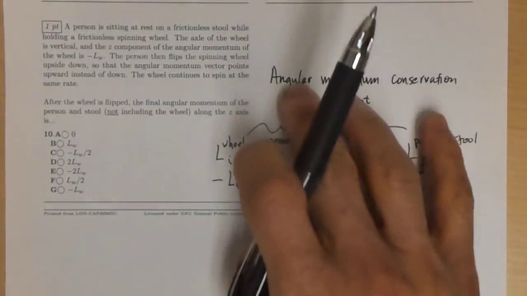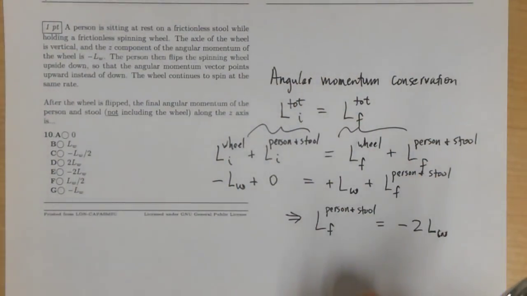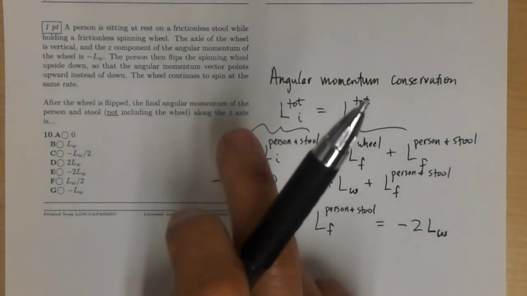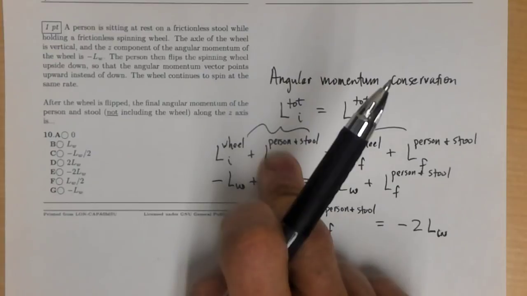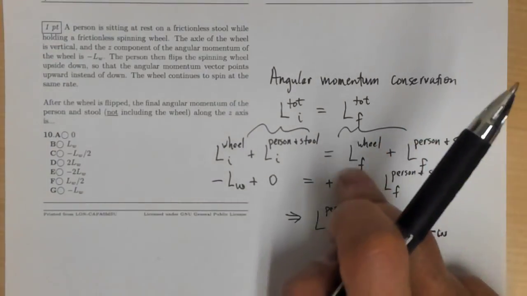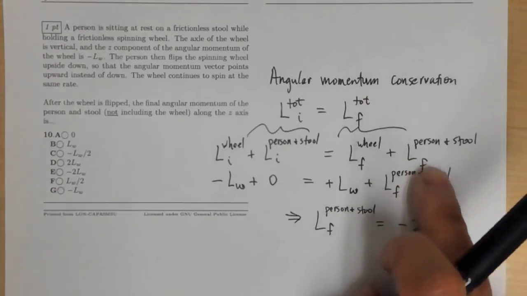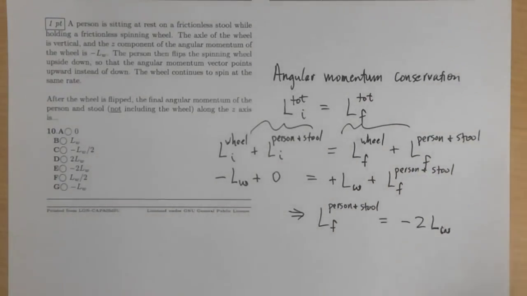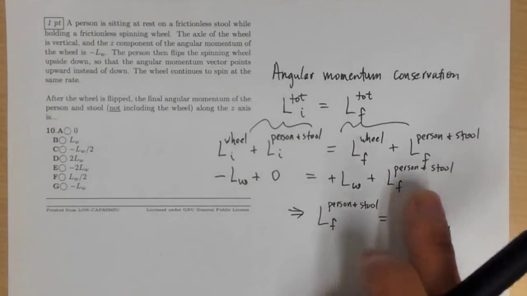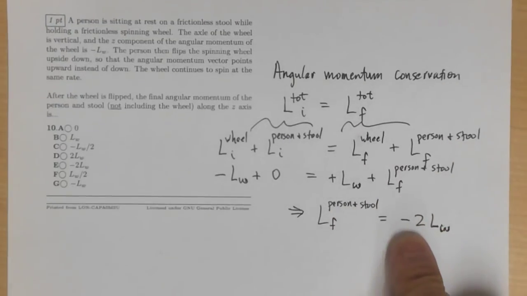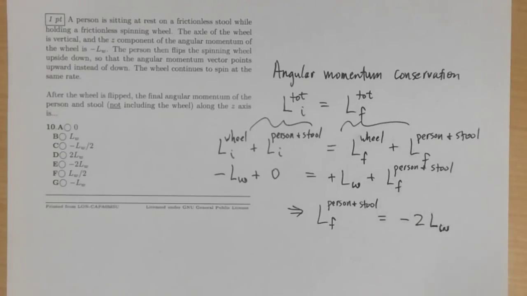So the key concept here is angular momentum conservation. Knowing that the initial angular momentum equals the final angular momentum, we have the piece from the wheel and the person and the stool, and then the final angular momentum for the wheel and the final angular momentum for the person and the stool. So we can easily solve for the final angular momentum of the person and the stool, and it ends up being negative 2 times L_W.